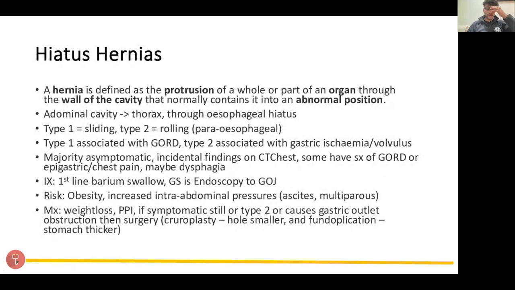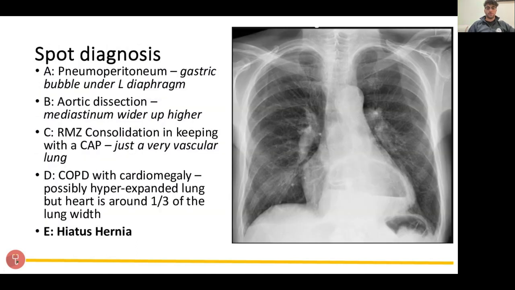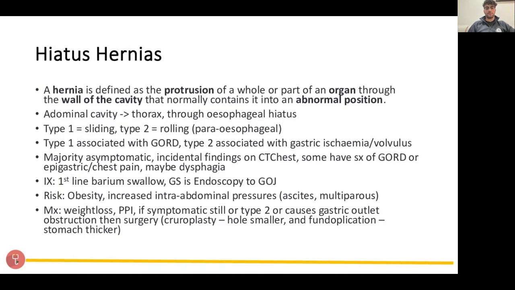Hiatus hernia. Now we'll whiz through this as it's probably a minor aspect of your exams, but it's important to know the radiological findings. It's often found, I've seen it quite a few times in practice, as an incidental finding on a CT chest or a chest x-ray. Mostly they're asymptomatic. They might have some symptoms of GORD, chest pain, epigastric pain, and some dysphagia. Here we can define a hernia as a protrusion of the whole or part of an organ through a wall of a cavity that normally contains it into an abnormal position.